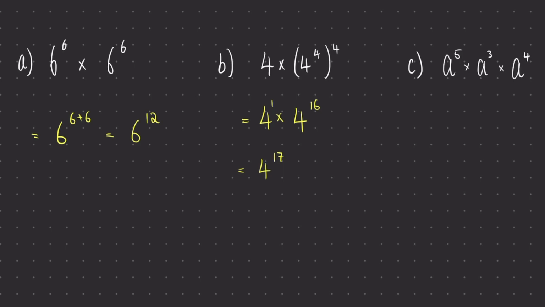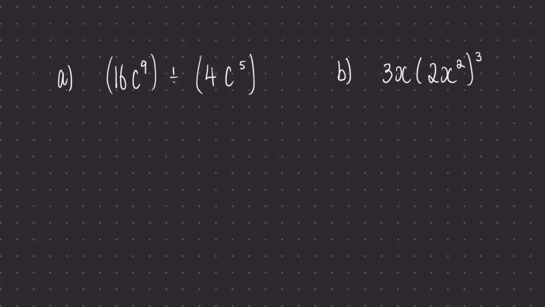Now for the final question, I have three things multiplied together, so this is just the multiplication rule again. So I've got 5 and 3 and 4, so I'm just going to sum together those three indices, and it's going to be a to the power of 12.